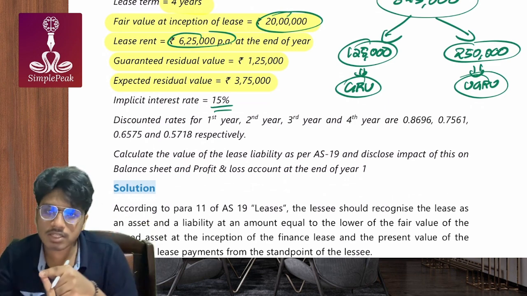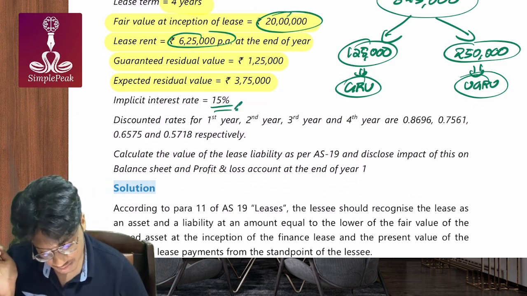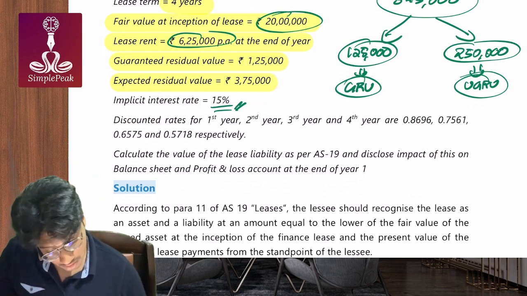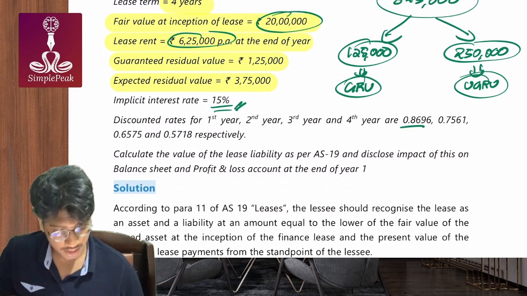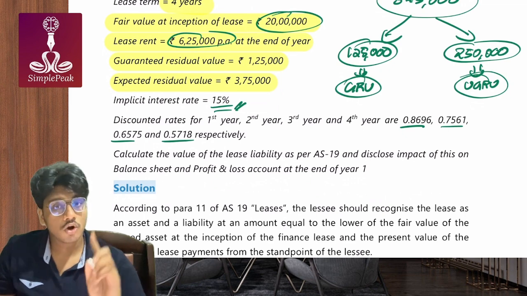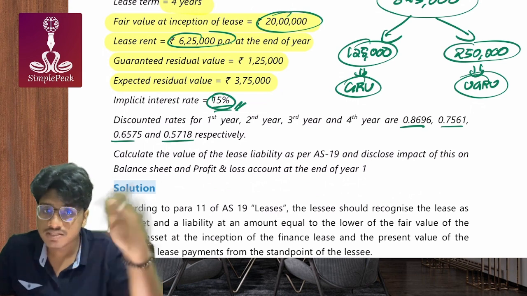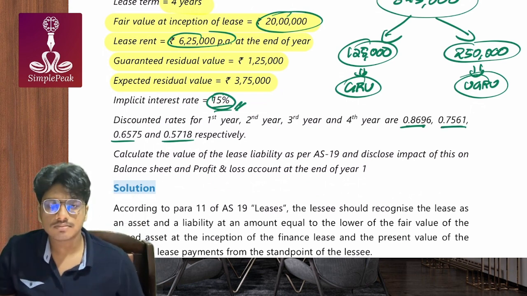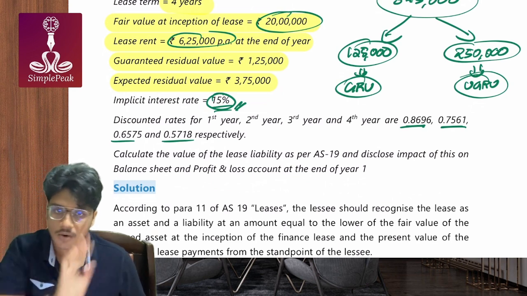Not only will you waste your time in the exam, ICAI won't give you the marks. ICAI has specifically given the rate, and you have to use that. Plus, they have also given the discounting factors for 15%: 0.8696, 0.7561, 0.6575, 0.5718. Don't go and compute the discounting factor at 15% to 8, 9, or 10 figures. Don't do that, because their answer key will be based on these rates. So make sure you take these decimal points and compute accordingly.